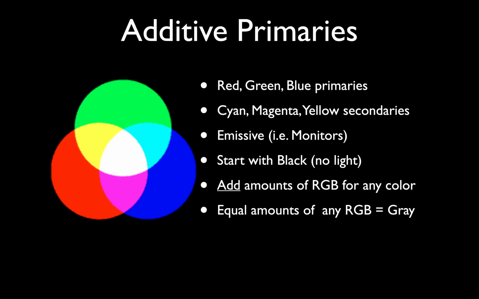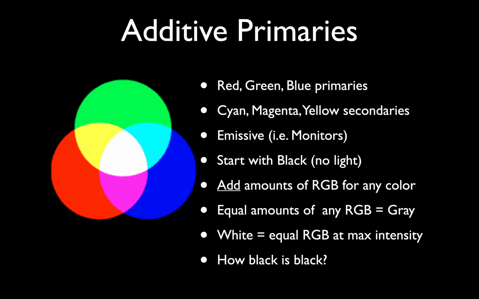This actual part right here is how we white balance, is based on this very fact that this actually happens. White equals equal amounts of RGB at the maximum intensity. This is a luminosity or a brightness intensity. So how black is black? Again, turn your computer off. That's how black it can be. It can't get darker. Even though you think it can, it can't.